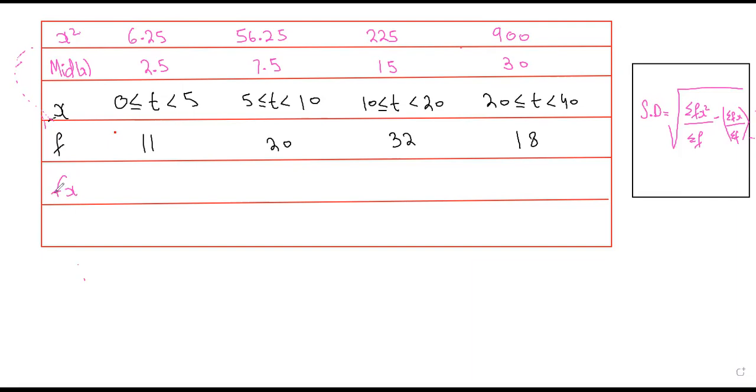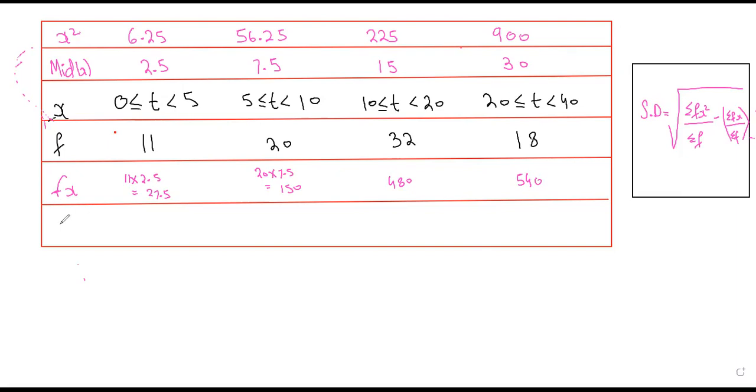Fx. We need to multiply f with x. Frequency is 11 and the x is 2.5. So 11 into 2.5 would give you 27.5. Very good. 20 into 7.5 would give you 150. Then it would be 480. And then again it is 18 into 30, and that would be 540.